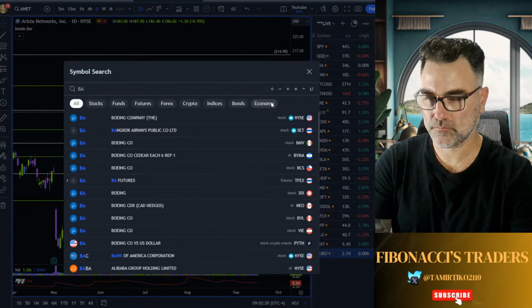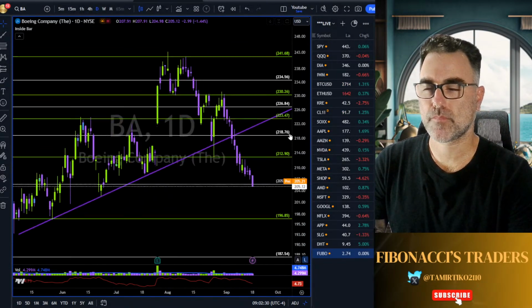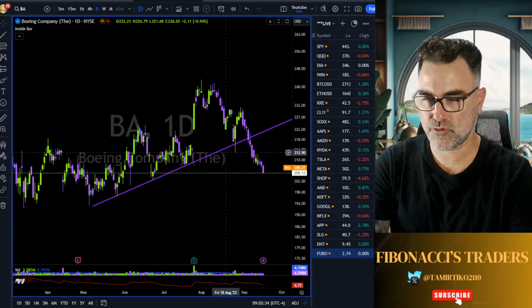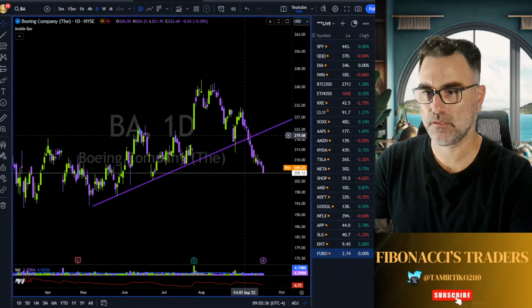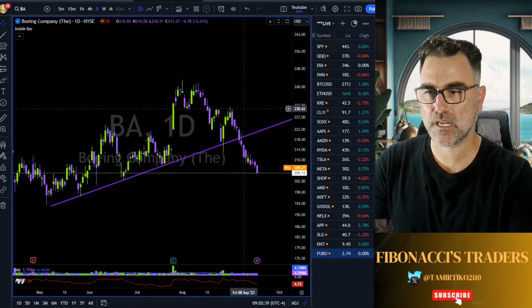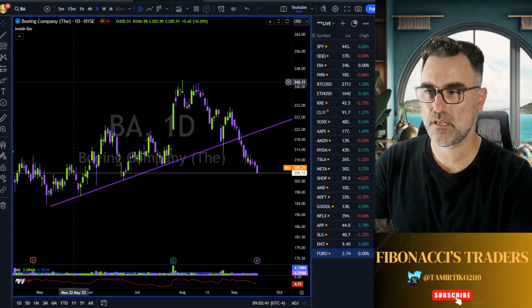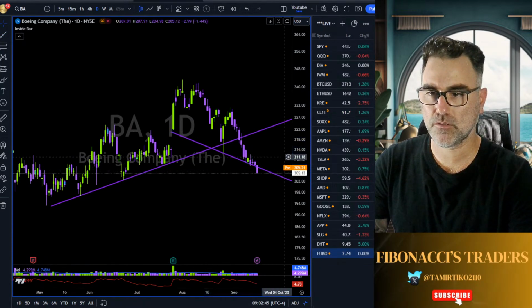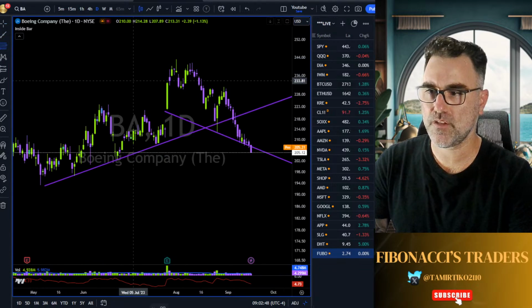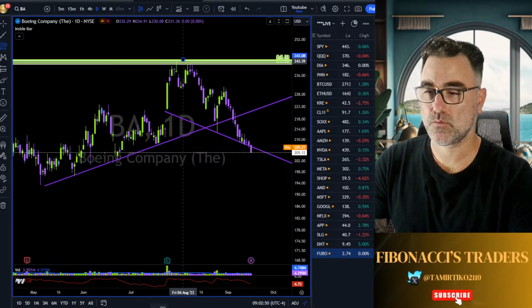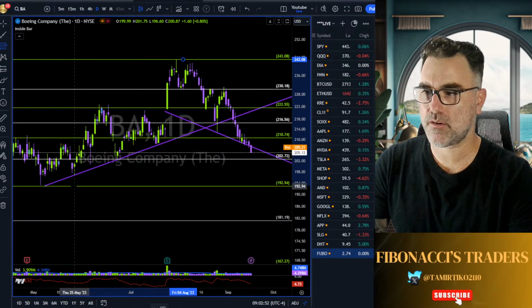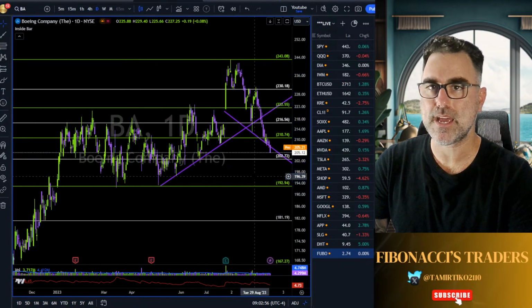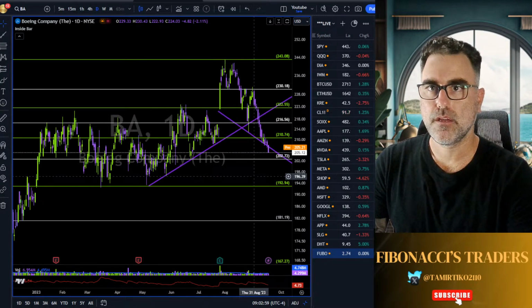BA broke below this purple trend line. I don't remember when I drew it, but it held until it broke at the beginning of September. Downtrend until proven otherwise. We have this trend line, it also broke below this trend line. We can take Fibonacci, swing low, swing high, swing low, doesn't really matter. Next support 202.70 and then back to the 193.